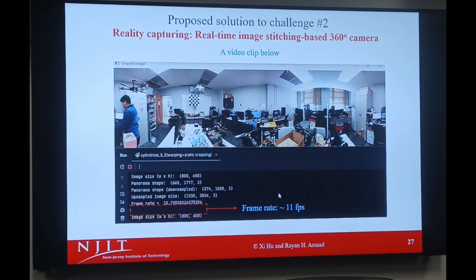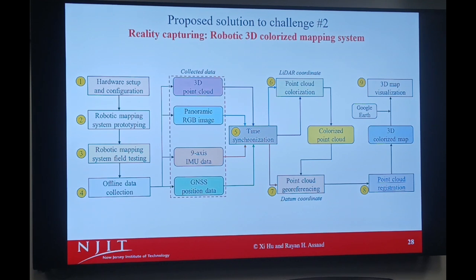I didn't talk about applications for this one yet. This is basically us building the foundation, and above this we're going to talk about applications. Before that, I want to talk about the robotic 3D colorized mapping system. You understand it? Very simple: 3D scanning of our building environment. Just understand it as that.